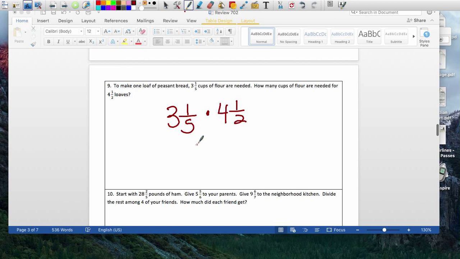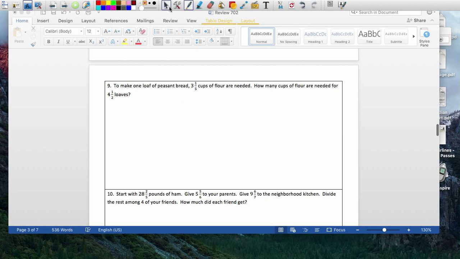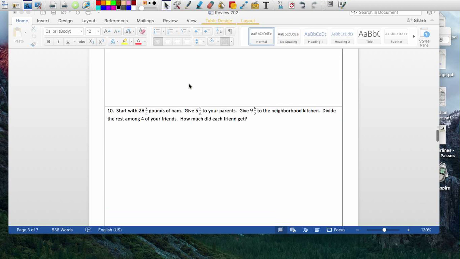This one is simple. 16 over 5 times 9 over 2. Simplify. This is 4, so we get 36 over 5, which would be 7 and 1/5 cups of flour are needed for this. Okay, pretty straightforward question. Número 10.